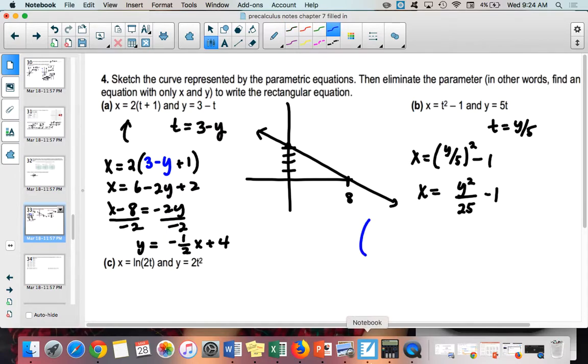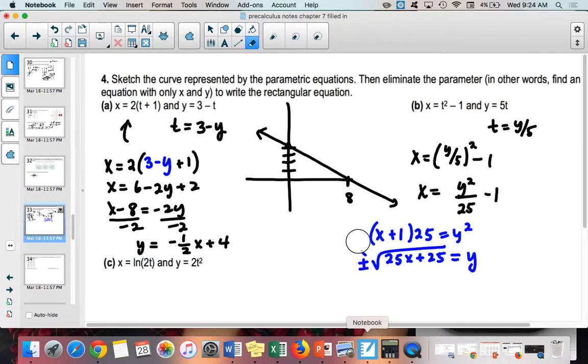So let me kind of write that in parentheses. It'd be like x plus 1 multiplied by 25 equals y squared, right? So 25x plus 25, and then it'd be under a square root, and we take that plus or minus. So we'd have to, let me just get rid of the parentheses. It's in another color so you understand what I'm saying.